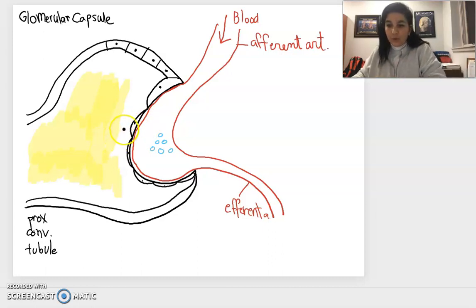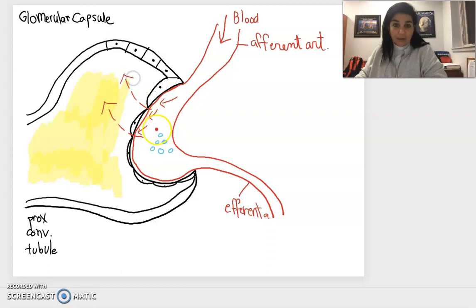So as the blood is coming down here, let me switch colors. As the blood is coming down here, there's a certain pressure from the flow of blood, and this will be called the glomerular blood hydrostatic pressure. So the blood is going to be pushing on this wall, and as it's pushing on this wall, it's allowing for fluid to seep out of the vessel and into the glomerular capsule.